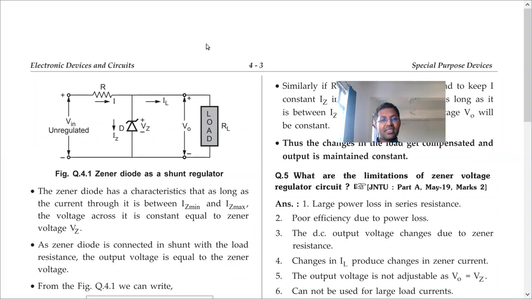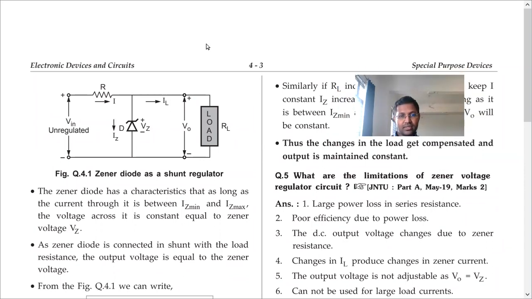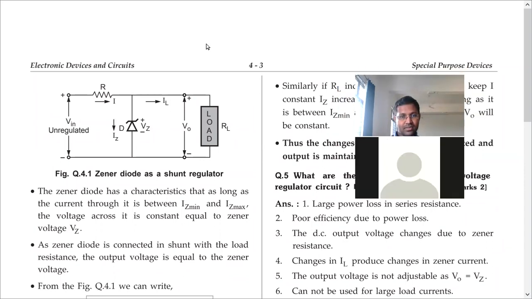If RL increases, okay, first one of you please answer. It decreases. If RL increases, IL reduces. If IL reduces, I is constant, isn't it? So when RL increases, IL reduces. When IL reduces, what will happen to IZ?